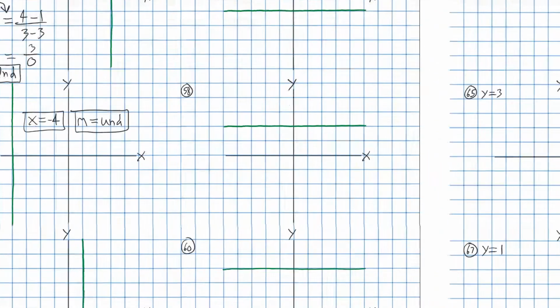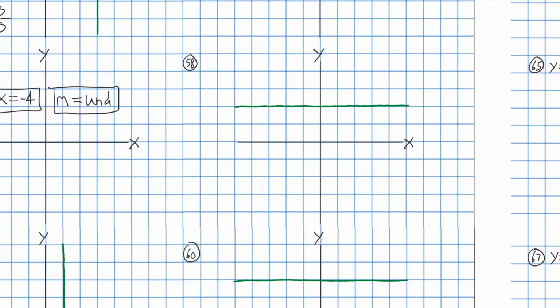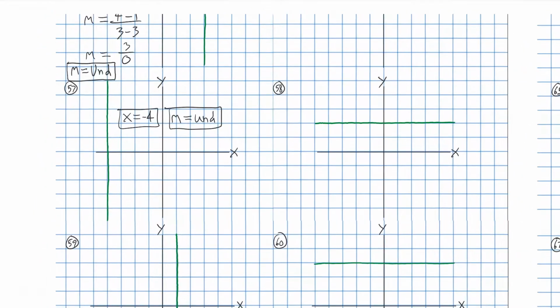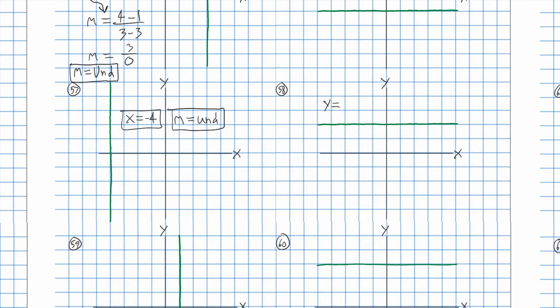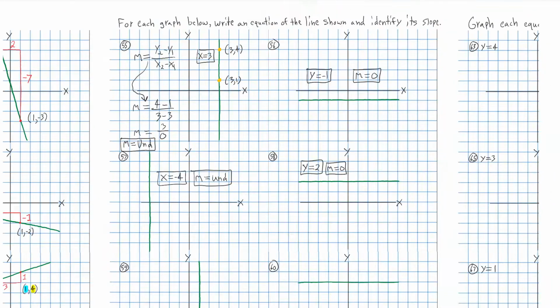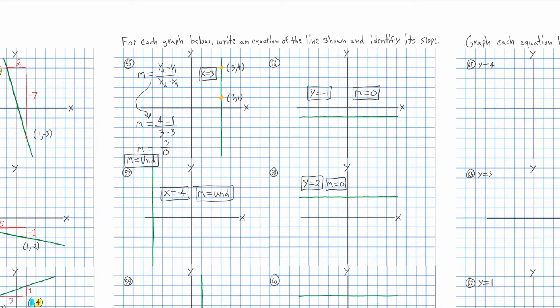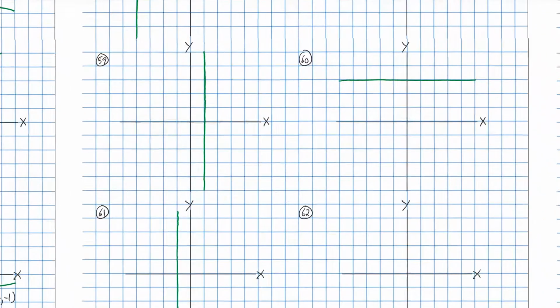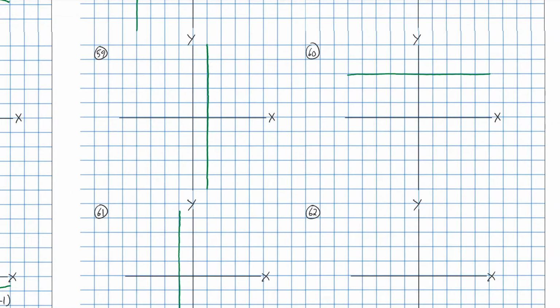What about number 58? Number 58, it's not going to be x is equal to something. It's going to be y is equal to, y is always equal to what value? The y values of all these points are all equal to what? Well, if you said 2, you're correct. So the equation of that line is just going to be y is equal to 2. And the slope we memorize is always 0 for a horizontal line. Again, this is just memorization stuff. It's very easy. So now you try 59 and 60, and when you come back, we'll do them together.